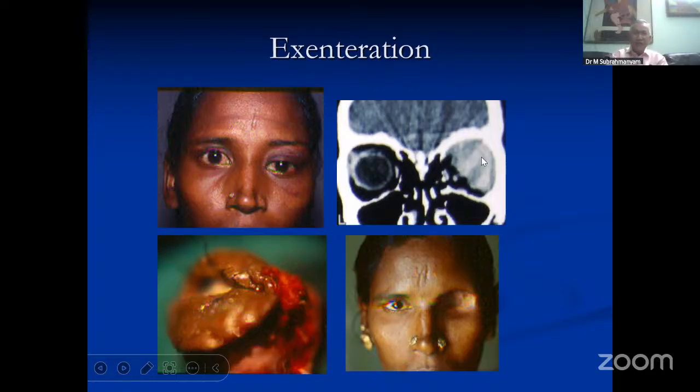This I did about 25 years back. At that time, exenteration was the only treatment for adenoid cystic carcinoma. Now we only assess the mass and subject the patient to radiotherapy. There is a change in the management protocol for adenoid cystic carcinoma of the lacrimal gland. So I did an exenteration, as I described. She healed well, and she camouflages it with dark glasses because she can't afford a prosthesis.